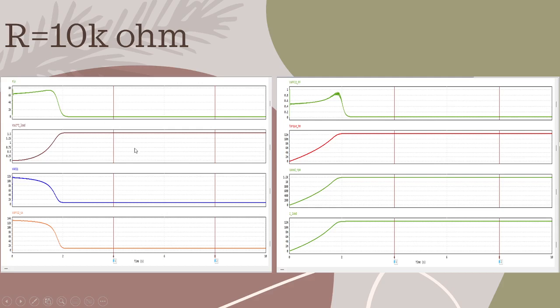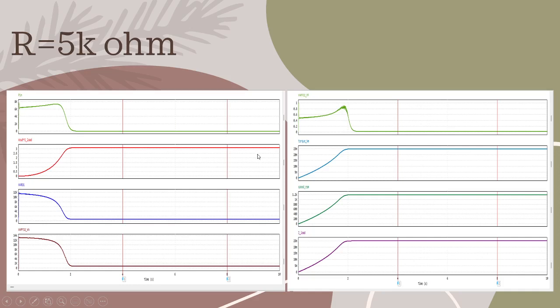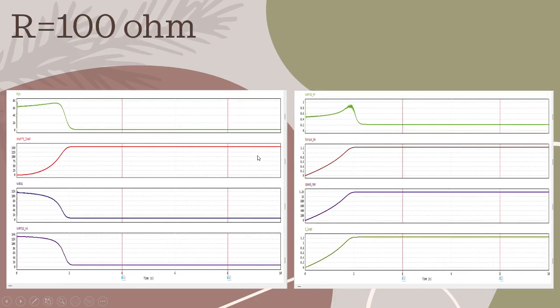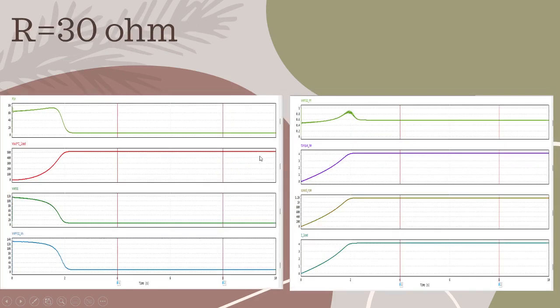This is the graph for 10K ohm, which has the P in graph, P out, VAR, torque, speed, and I load. Also for 5K ohm, 1 kilo ohm, then 500 ohm, 100 ohm, and lastly the graph for 30 ohm.